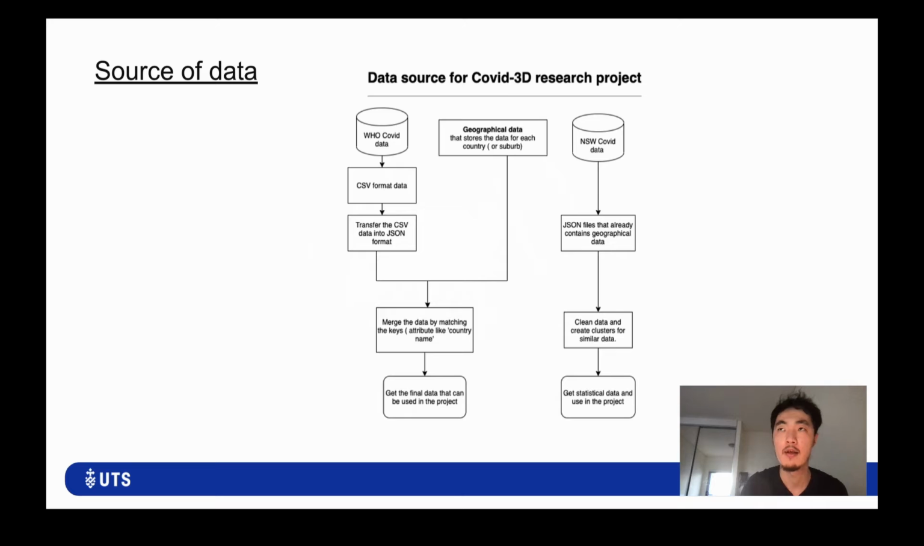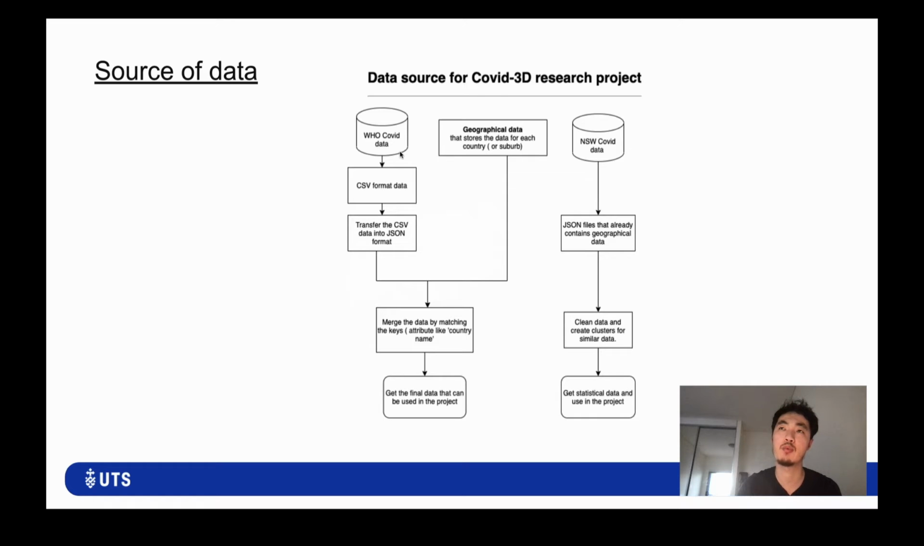geographical data. This data is actually slightly different from the other two, because this one was used for optimizing our performance and for credibility, so that we can use other data and put them into our projects.